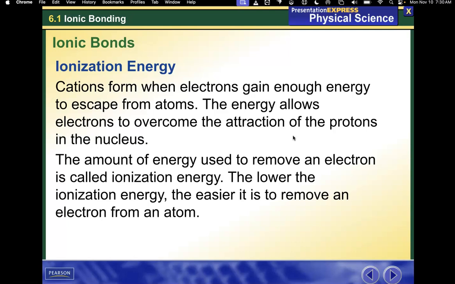Ionization energy. Cations form when electrons gain enough energy to escape from atoms. The energy allows electrons to overcome the attraction of the protons in the nucleus. The amount of energy used to remove an electron is called ionization energy. The lower the ionization energy, the easier it is to remove an electron from an atom.